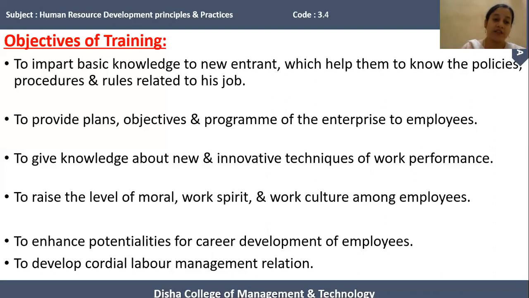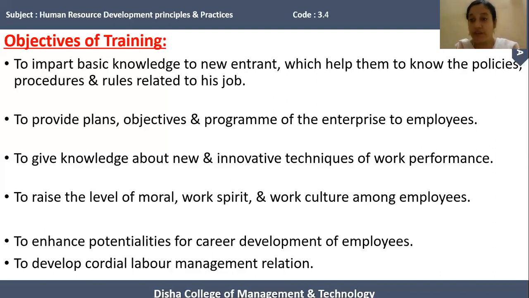Next objective of training is to develop cordial labor management relations. Every organization wants to minimize the conflict that arises between the human resources and the organization, and to maintain peace and harmony within the organization, and that can be possible through training. Training enhances the person's confidence, skills, and potentialities.